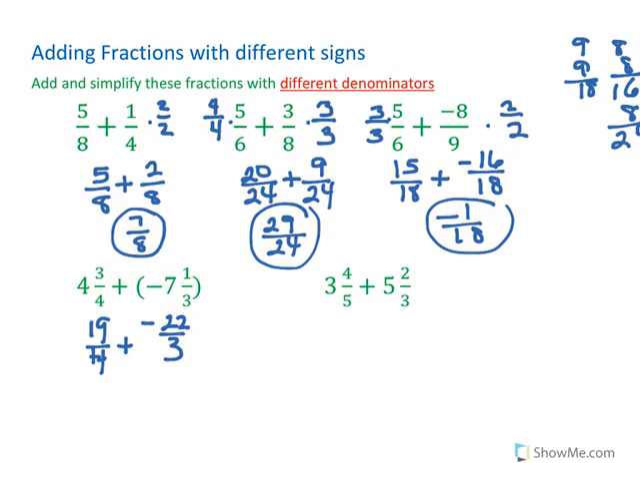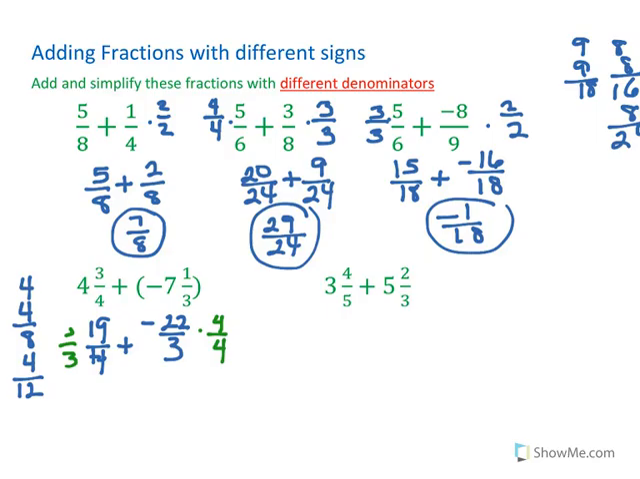Does 3 go into 4? No. So what I'm going to do is I'm going to take 4 and add 4 and get 8. Does 3 go into 8? Nope. Do it again. Add another 4. 12. Yes, that's it. So here, I'm going to do this in a different color. I'm going to multiply this by 4 over 4 and this by 3 over 3.